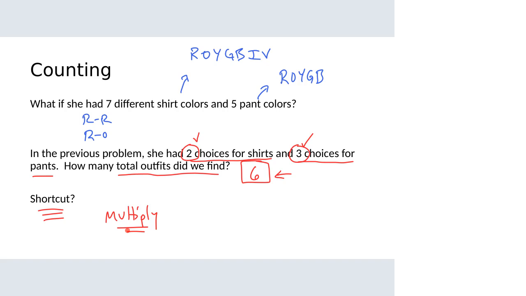So backing up just a minute, if she has 7 different shirt colors and 5 different pant colors, we don't have to list them out. Instead, we can just say 7 times 5, that's going to be 35 total outfits.